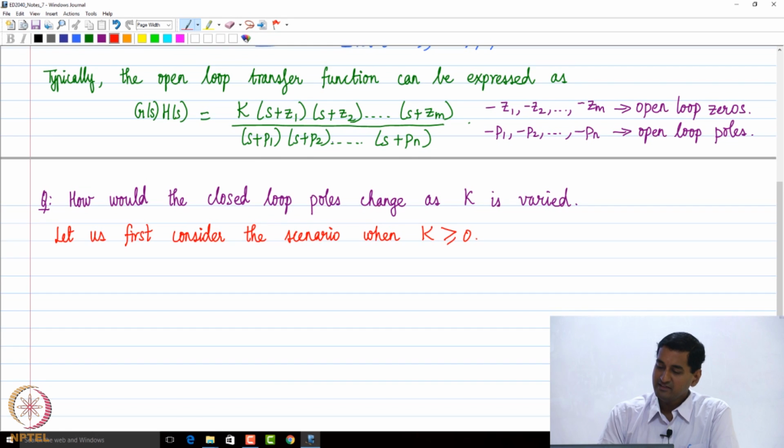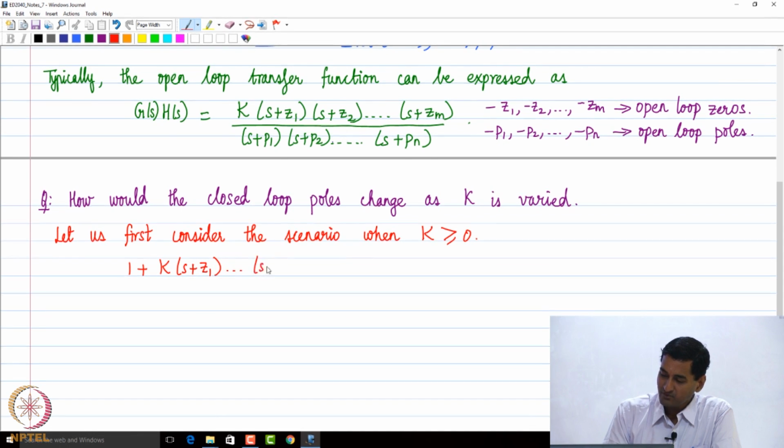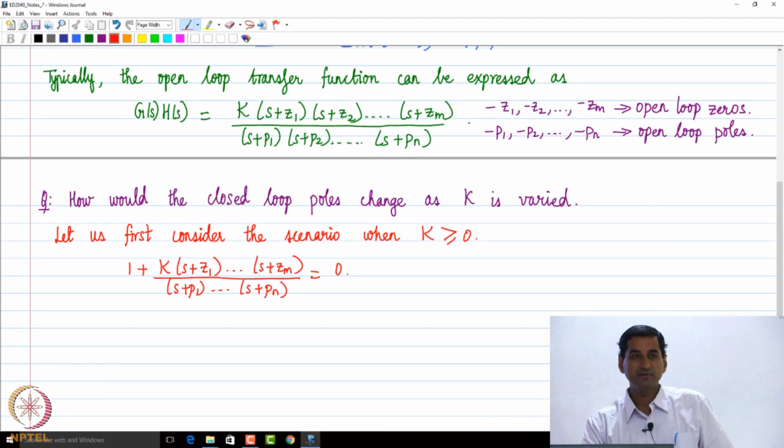Essentially, we can immediately see that the closed loop characteristic equation is going to be in this form: 1 plus k times (s plus z1) till (s plus zm), divided by (s plus p1) all the way till (s plus pn), is equal to 0. That is what we are going to have.